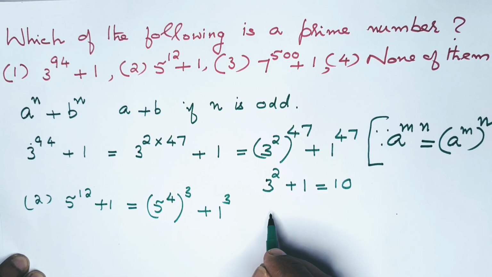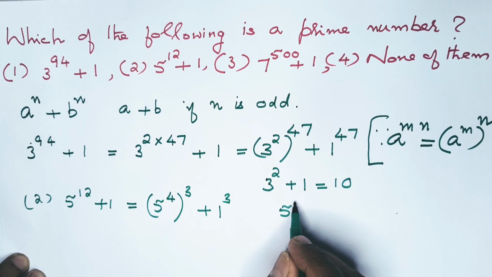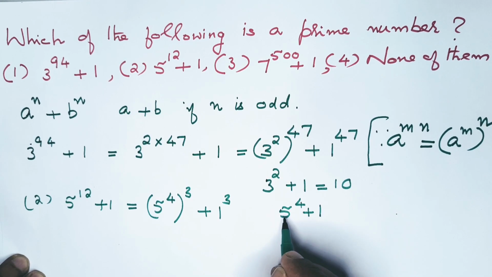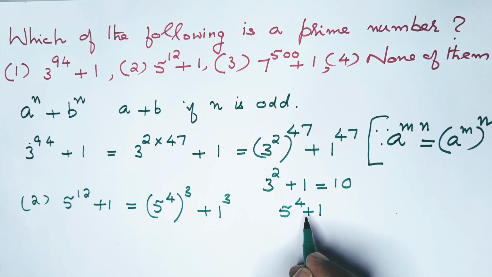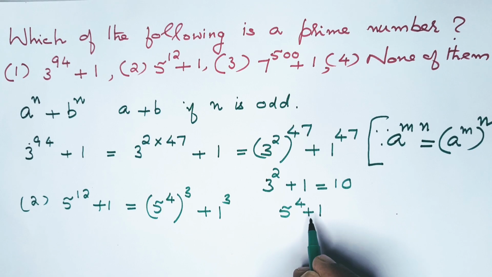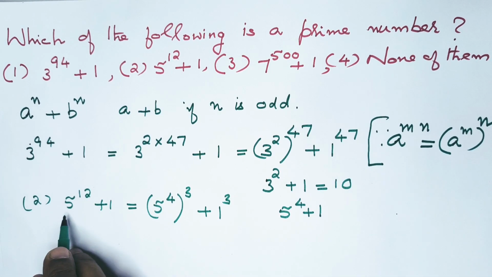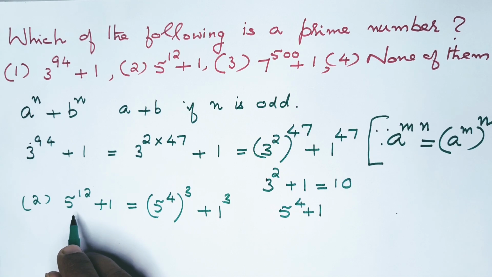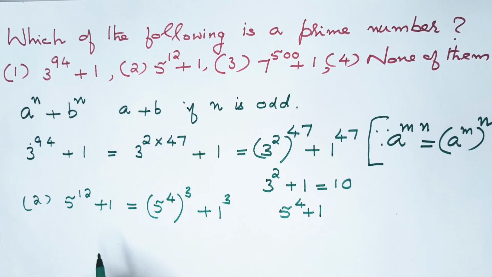And this is divisible by which number? a plus b, which is 5 to the power of 4 plus 1. We don't need to waste time simplifying this. This is a number and you're finding a number which will divide the given number, which shows the given number is again not a prime number. So the second one also is not a prime number.